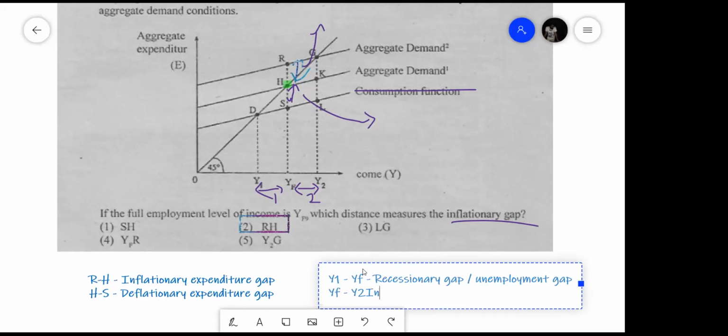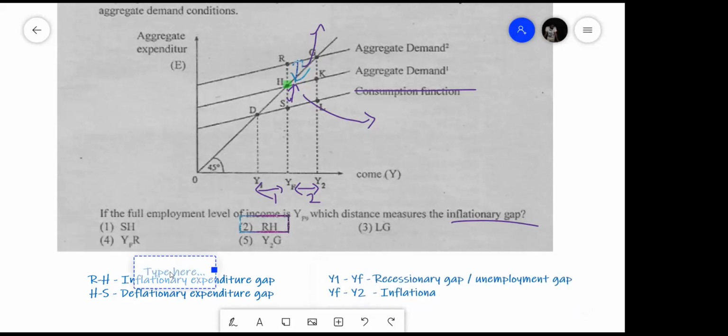This is called the inflationary gap. Exactly. These are output gaps. Remember this, this part here are expenditure gaps. Expenditure gap. This here are output gaps, recessionary output gap or unemployment output gap. These are output gaps.